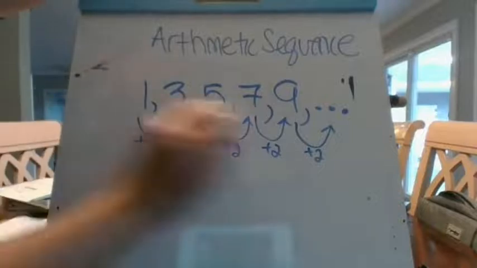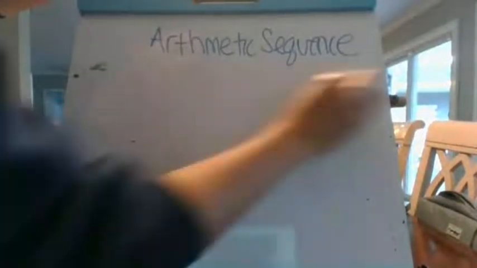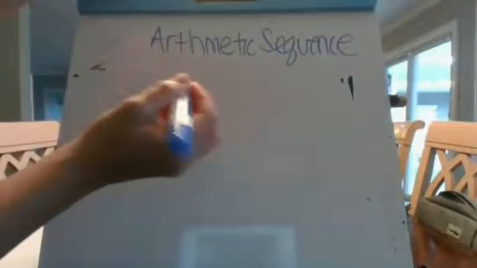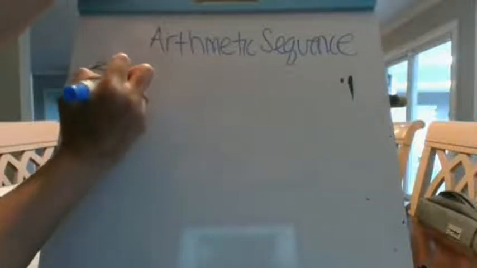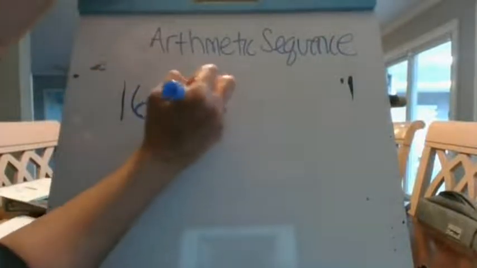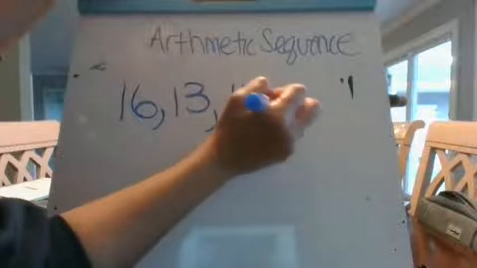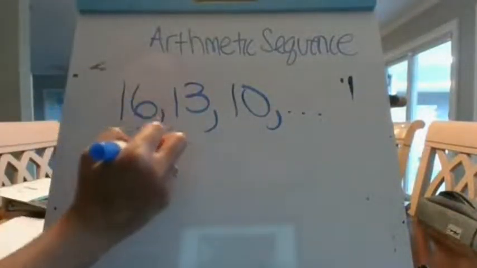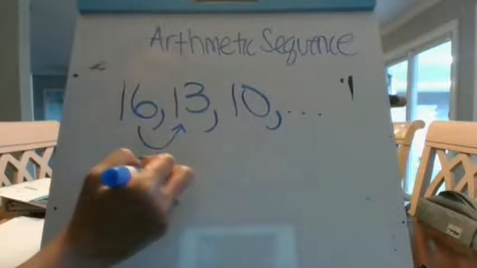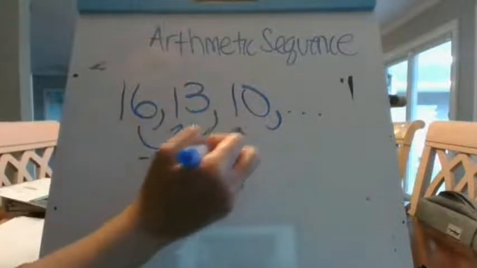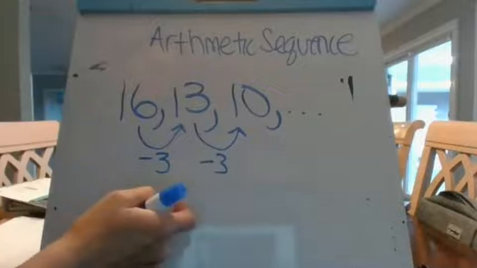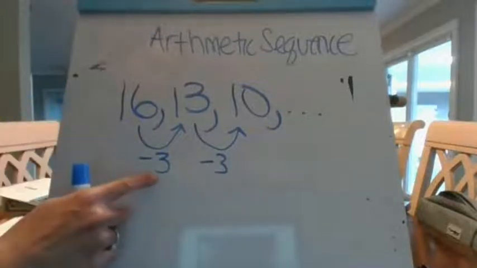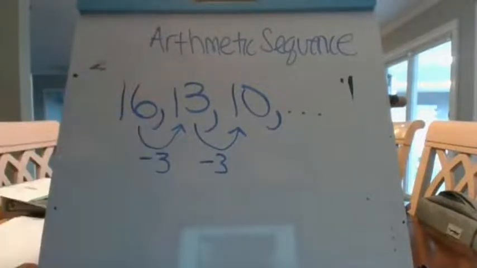Arithmetic sequences could increase like this, or they can decrease as well. So it could look something like this. Okay, this is an example of an arithmetic sequence. So if you notice from 16 to 13, it goes down by 3. From 13 to 10, it goes down by 3. So the common difference in this arithmetic sequence is -3 because it's going down by 3.